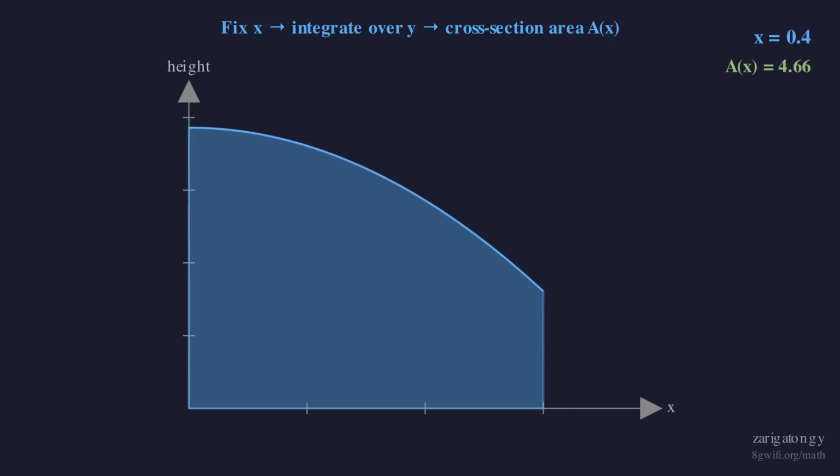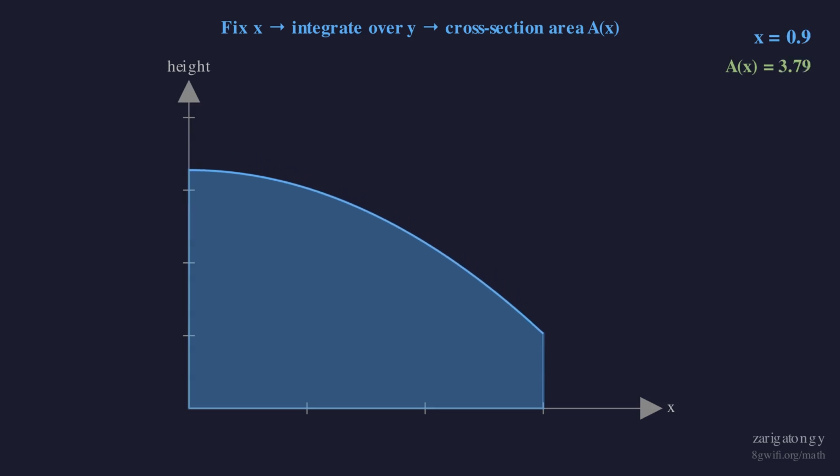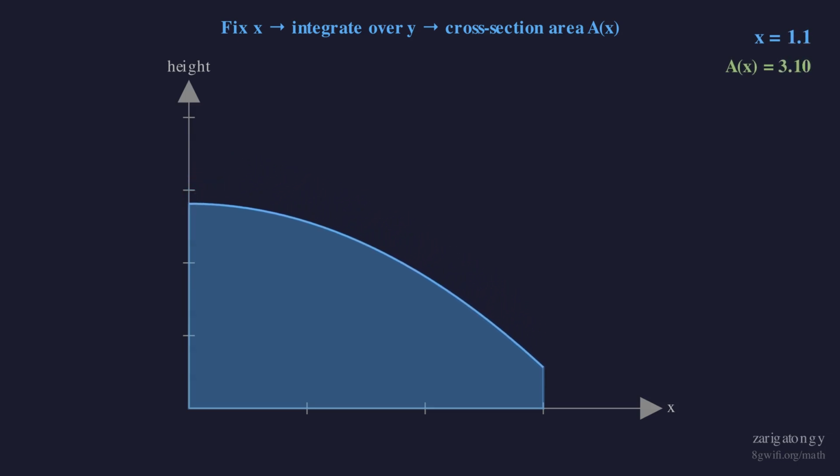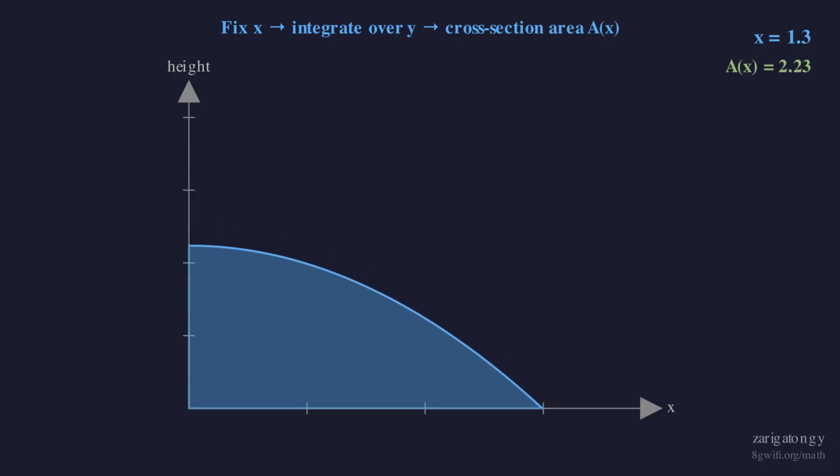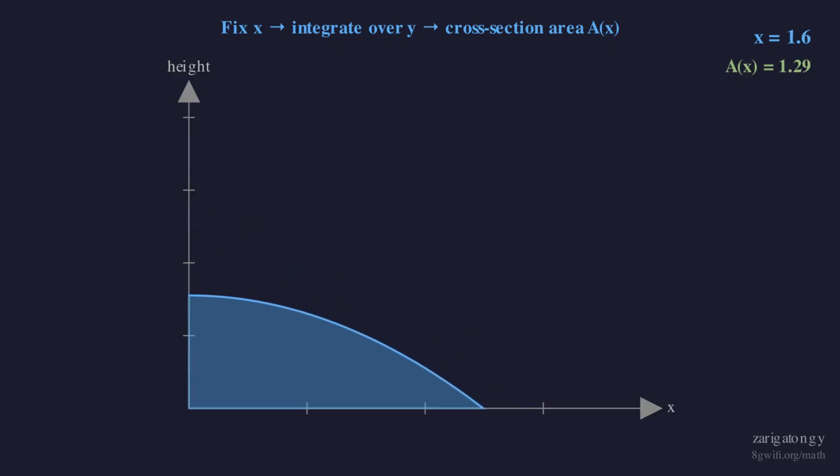Fix x and look at the cross-section. For each x, integrate over y to get the area A of x. Watch the slice change shape as x increases. Near 0, the slice is tall. As x grows, it shrinks.